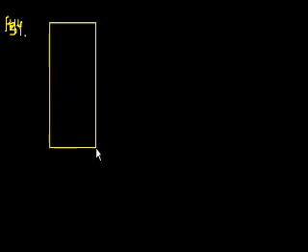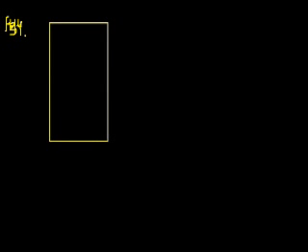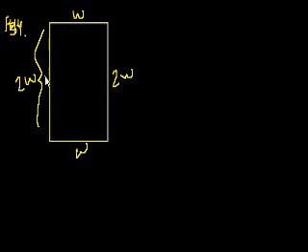Problem 134, sorry. A certain rectangular window is twice as long as it is wide. So if this is the width, its length is 2 times the width. If its perimeter is 10 feet, then its dimensions are... So its perimeter is going to be w plus w plus 2w plus 2w, and that's going to be equal to 10.